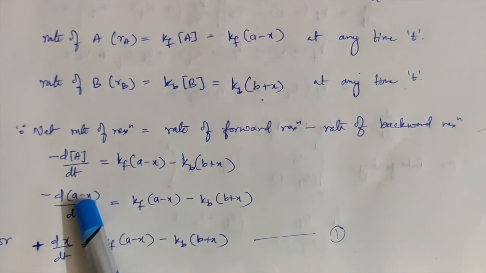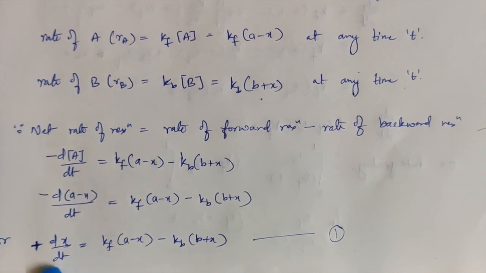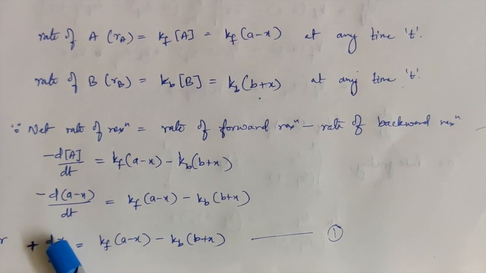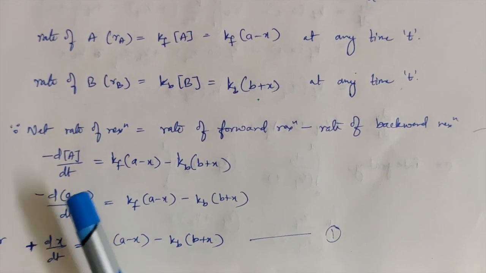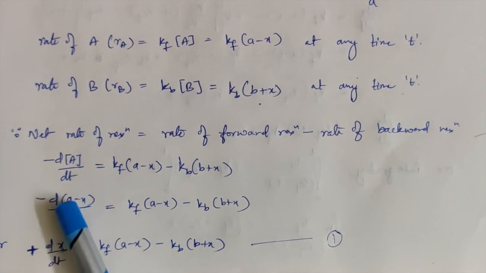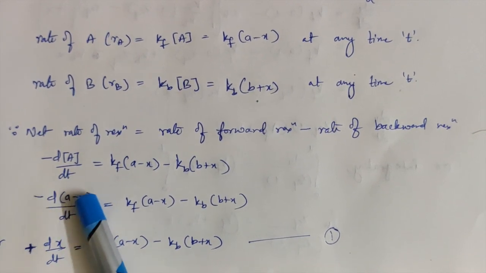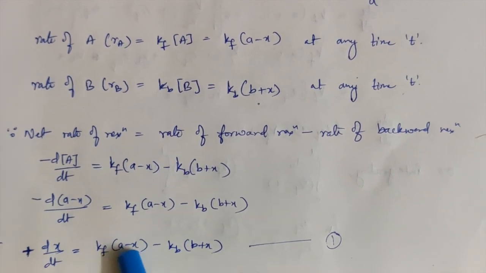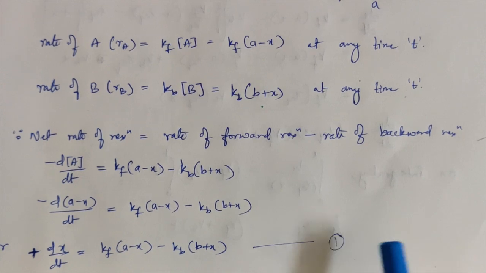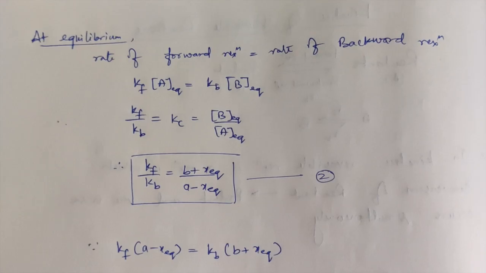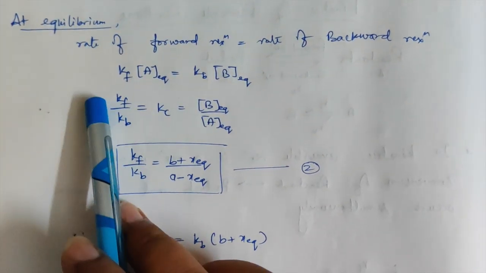The concentration of A is A minus X, or you can express this in terms of the concentration of the product, the molecule which is getting formed. So instead of writing minus d(A minus X) by dt, I can write plus dx by dt, and the right hand side stays the same. So this is our equation number 1. Now that was at a certain time t.